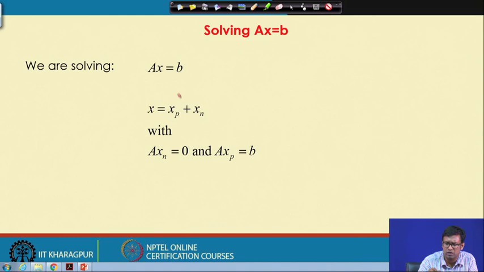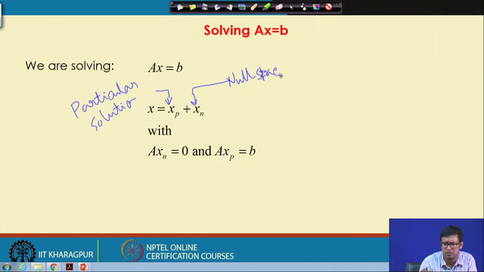Xp is the particular solution, and xn is the null space vector. So, to get xn we will solve Ax n is equal to 0, and to get xp we have to solve Ax p is equal to b.